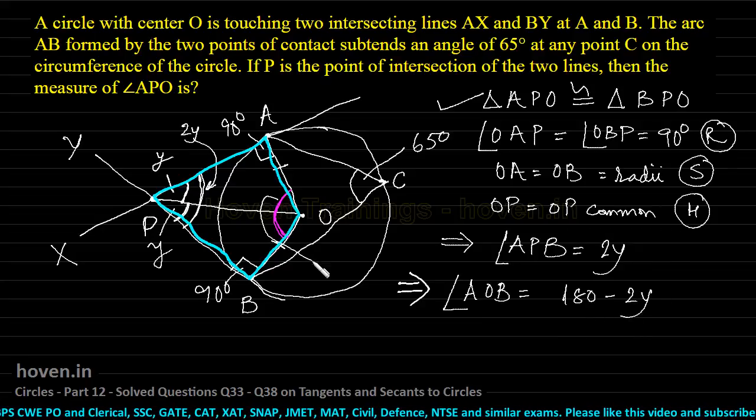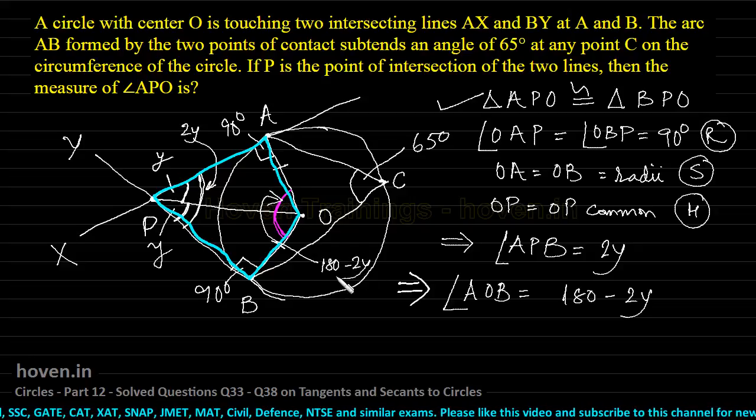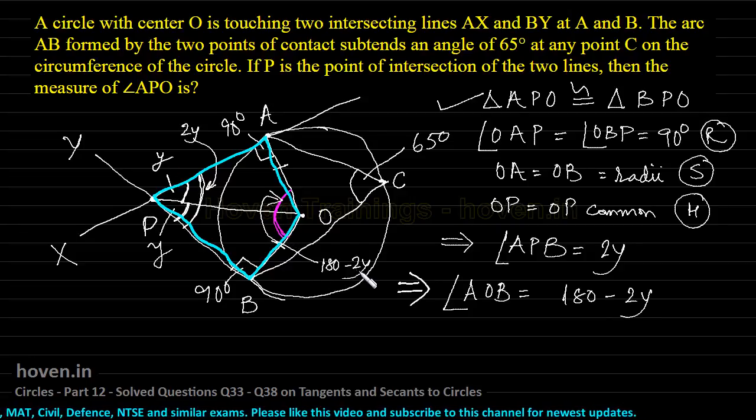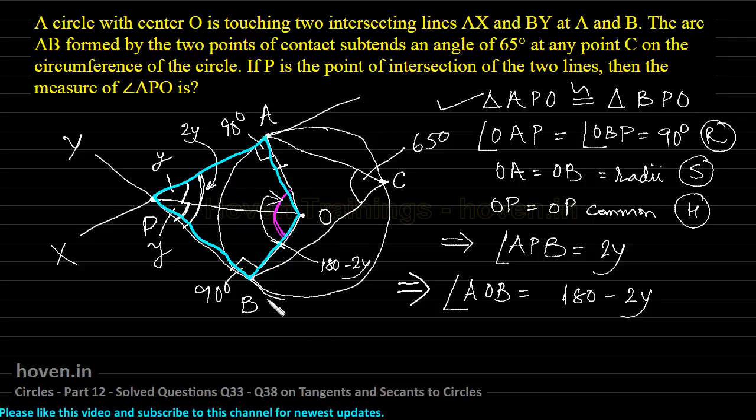This will be 180 minus 2y, this angle. If it is 180 minus 2y, then only all four will add to 360. So, the whole point till now is that this angle is 180 minus 2y.